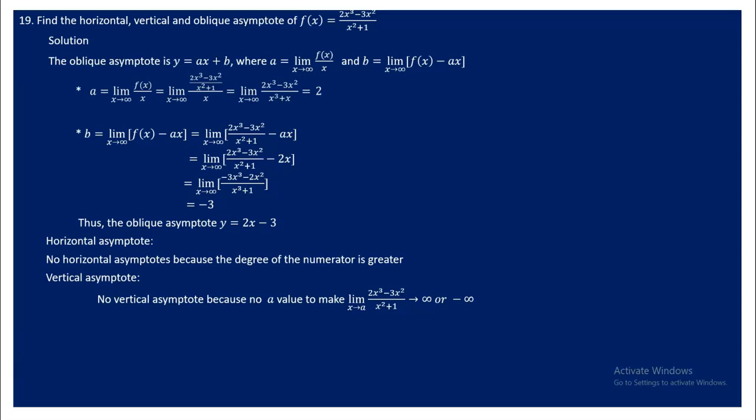So that is the idea we have. I hope you have understood everything. So now the oblique asymptote is already written. The horizontal asymptote is also specified there. So the vertical asymptote we don't have.